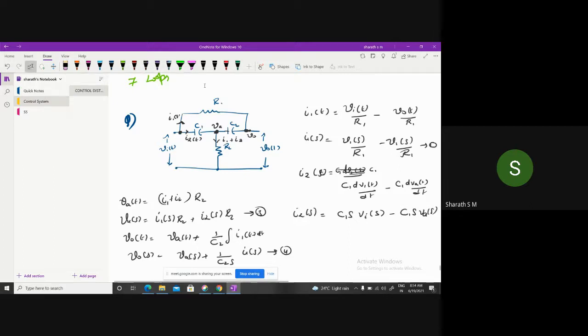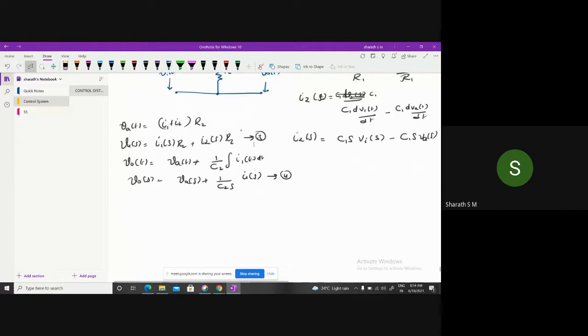Totally we have 5 nodes: Vi, I1, I2, VA, and V0. The first node is Vi, the second node is I1, the third node is I2, the fourth node is VA, the fifth node is V0.